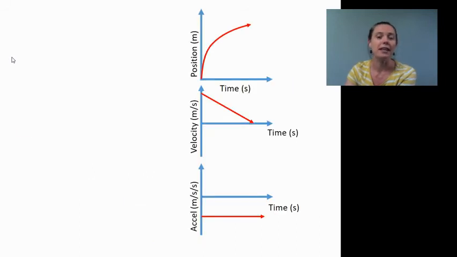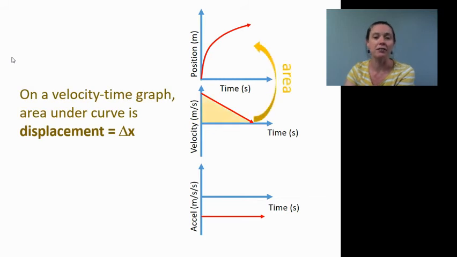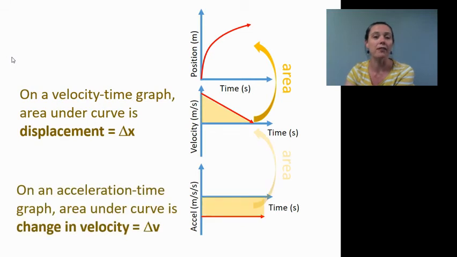To summarize, the area underneath a velocity time graph turns out to be an object's displacement. In a similar way, the area underneath the graph of an acceleration graph turns out to be the change in an object's velocity, or delta V.